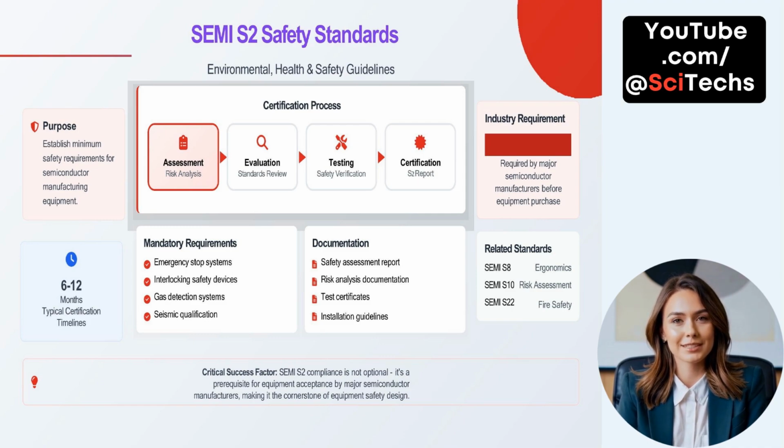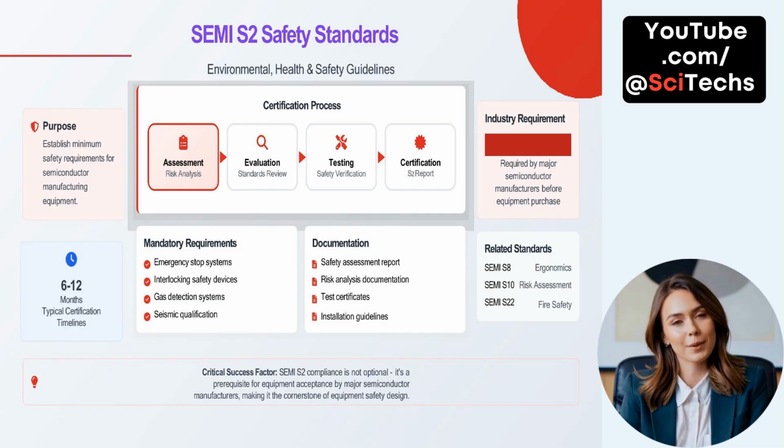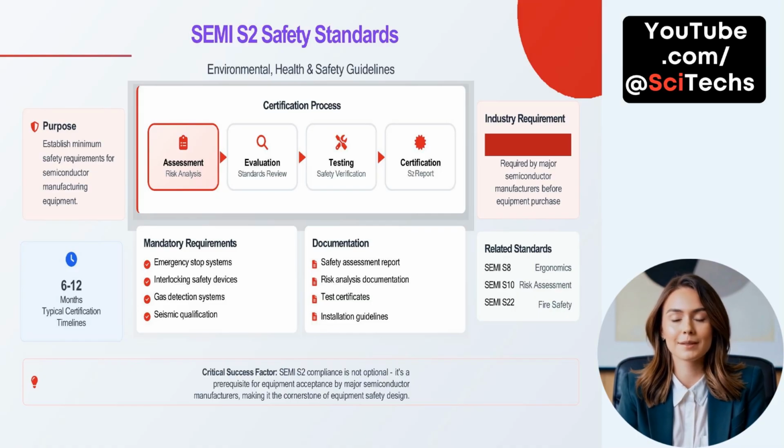It begins with an assessment phase focused on risk analysis. This is followed by evaluation, where standards are reviewed for alignment. Then comes testing, which verifies safety functions under real conditions. The final step is certification, which culminates in the issuance of the S2 report. Certification typically takes 6 to 12 months.